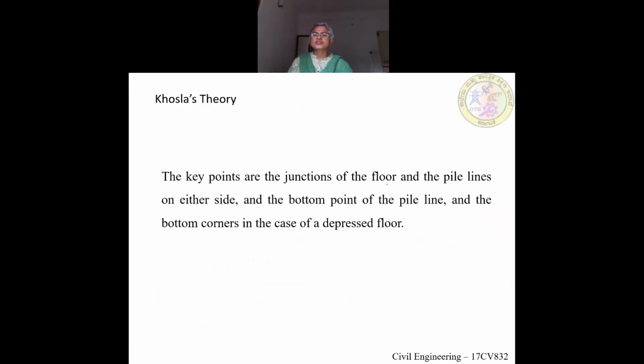The key points are the junctions of the floor and the pile lines on either side, and the bottom point of the pile line and the bottom corners in case of a depressed floor, as I told. So the key points are the junction of the floor, this junction you have to take on either side, and the bottom point of the pile. So this is C, this is E and this is D. This is how we designate the key points.